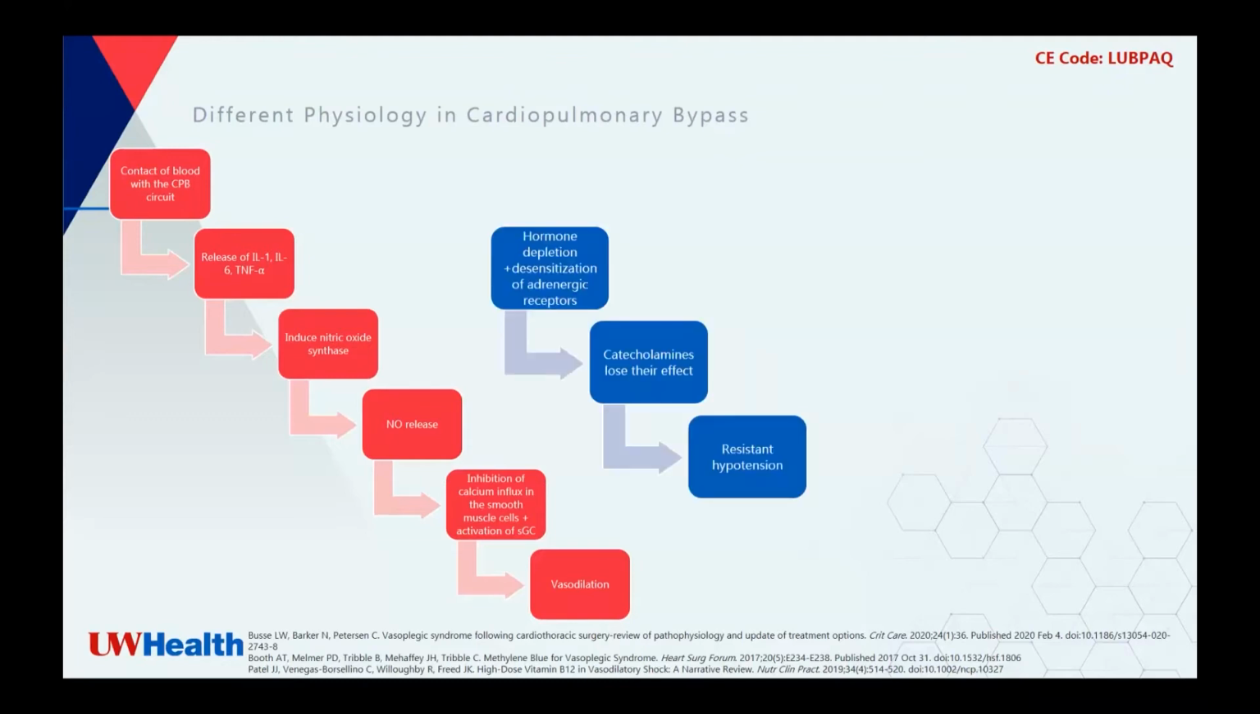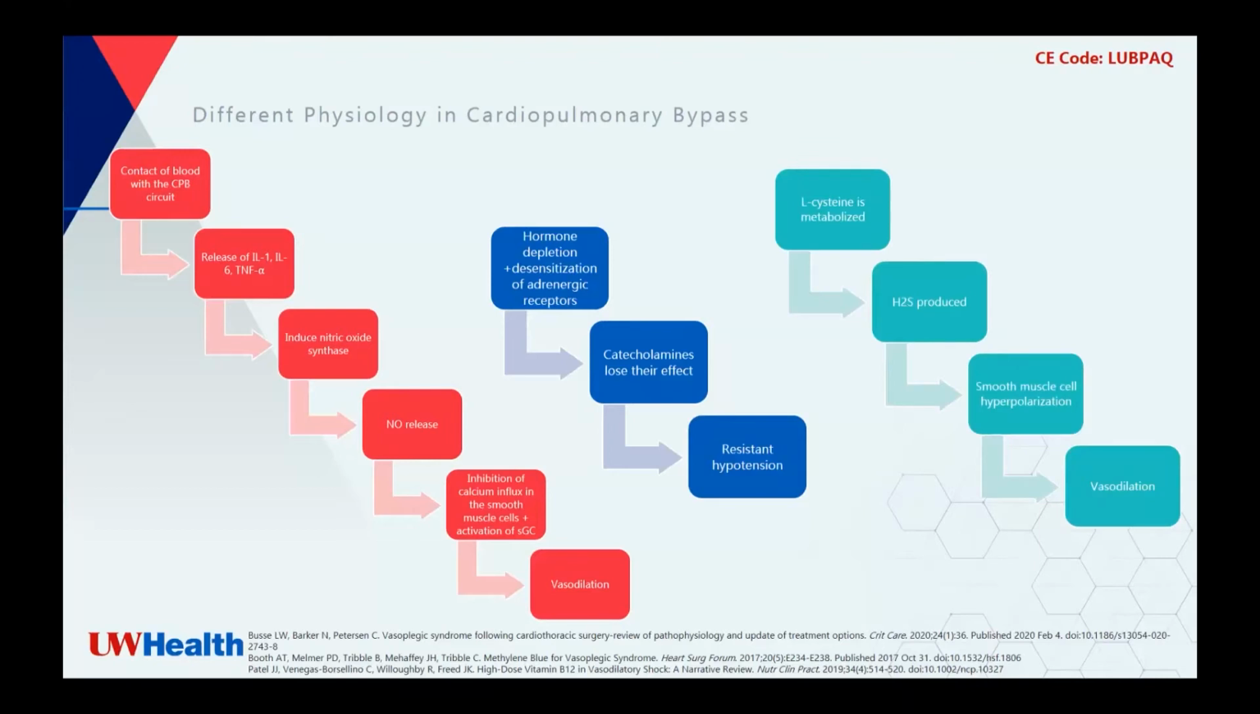The second mechanism behind vasoplegia is through the adrenergic system. The same inflammatory cytokines that induce nitric oxide synthase are also responsible for causing hormone depletion and disruption. And they also desensitize the adrenergic receptors. So the catecholamines like epinephrine or norepinephrine lose their effect at these adrenergic receptors, which leads to this resistant hypotension.